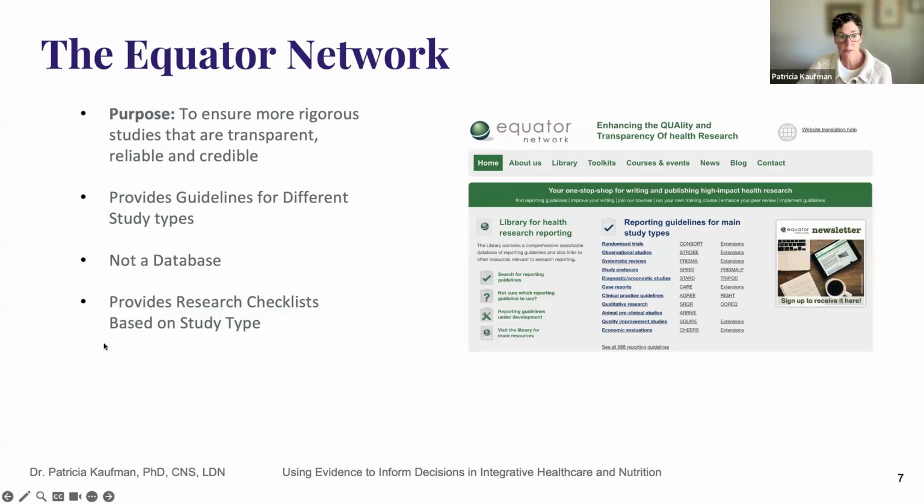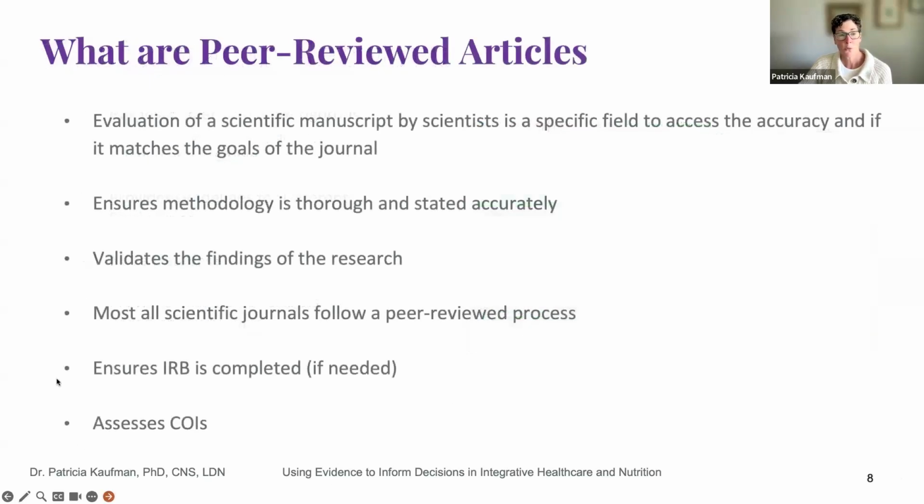So again, it's not a database, and we'll look at the guidelines next to the types of studies in a minute. So what are peer-reviewed articles? Many times people will say, well, that's not from a peer-reviewed source.